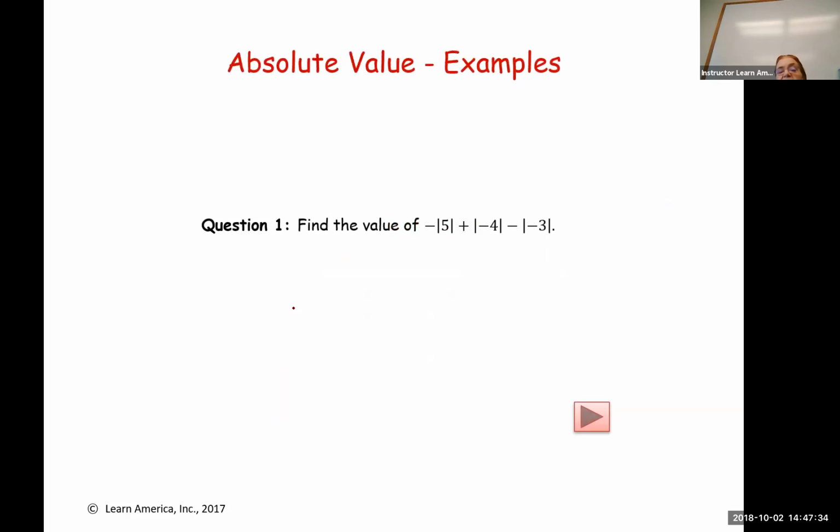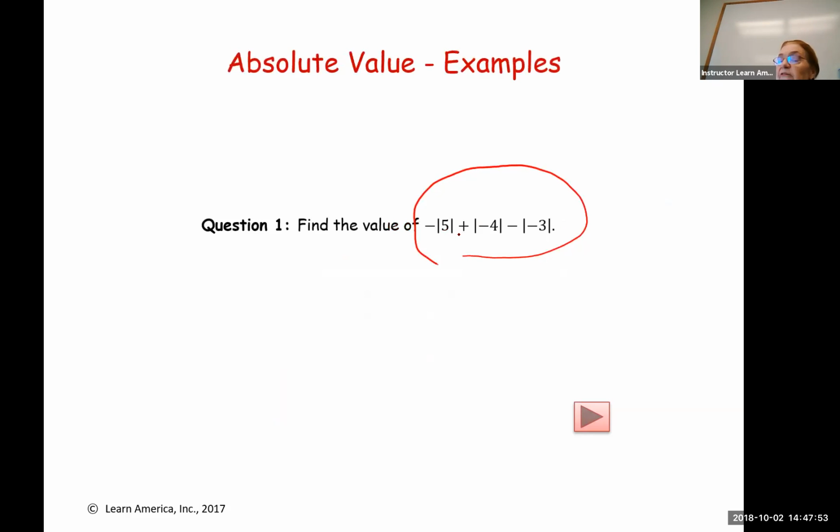Okay, so for instance, let's take a look. Find the value of this expression. The negative of the absolute value of 5, add it to the absolute value of -4, and then subtract the absolute value of -3.